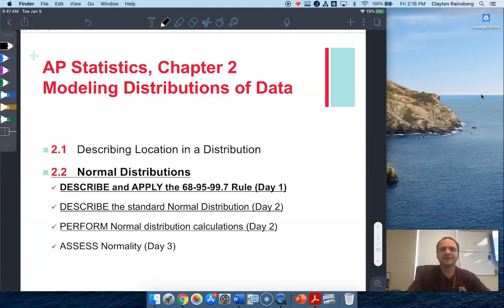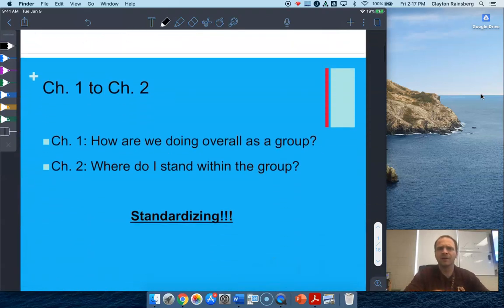Mr. Ernst, we're here for lesson 2.2 part A, and in this lesson we're primarily focusing on the empirical rule, 68, 95, 99.7. But before we begin, we're going to get used to some of the terminology and some of the setups that we're going to have. So let's start off first with where are we and where have we been.